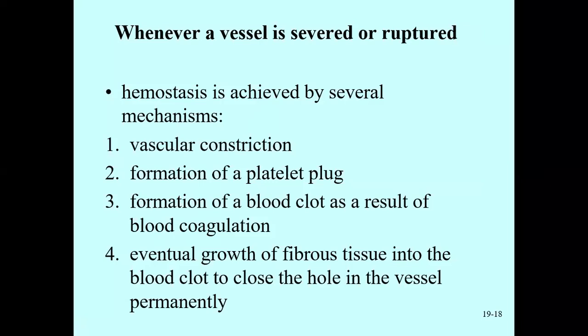Whenever a vessel is damaged or ruptured, what happens? There is hemostasis, and this hemostasis is achieved by a number of mechanisms. Among these mechanisms are the constriction of the vessel wall and the formation of the platelet plug. Formation of a blood clot is a result of blood coagulation and eventual growth of fibrous tissue into the blood clot to close the hole in the vessel permanently.